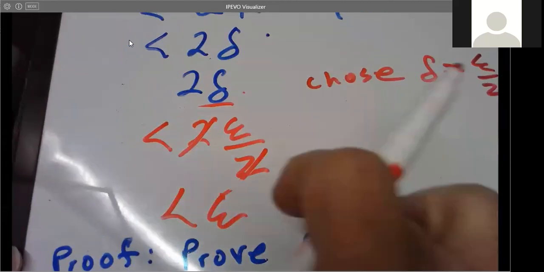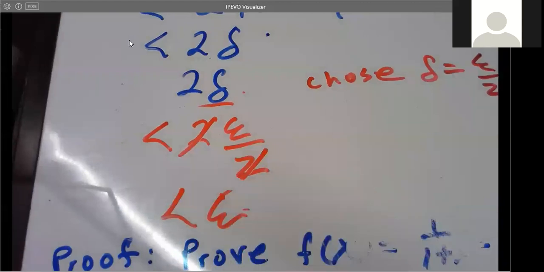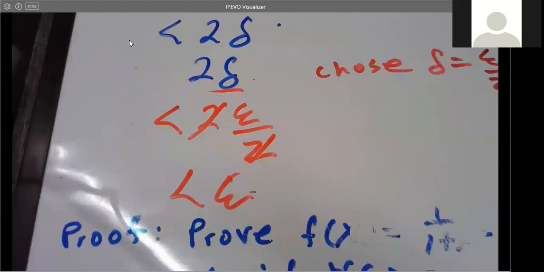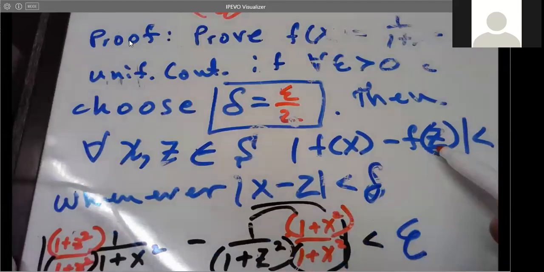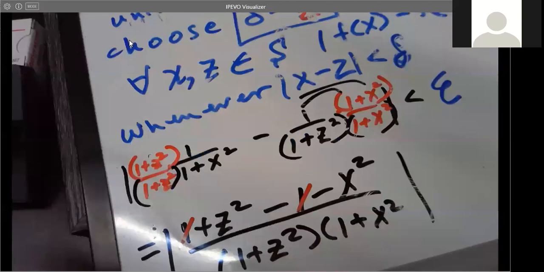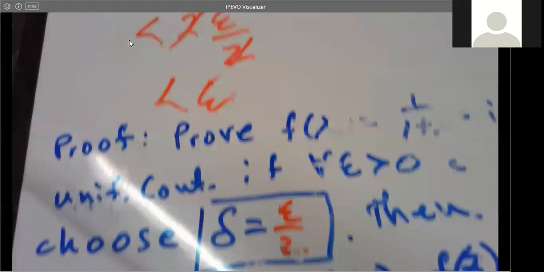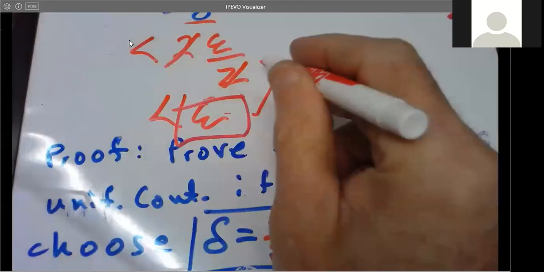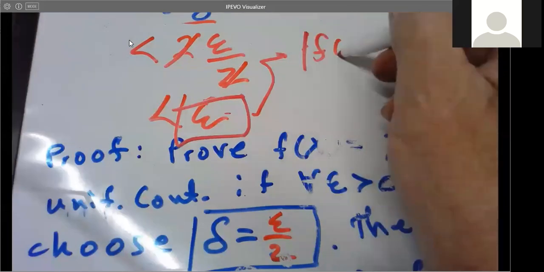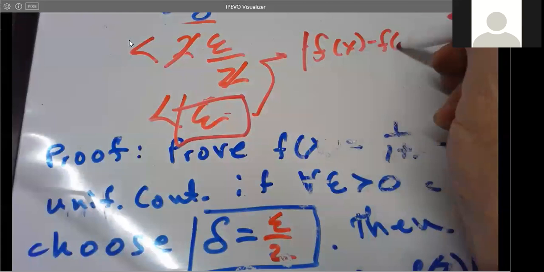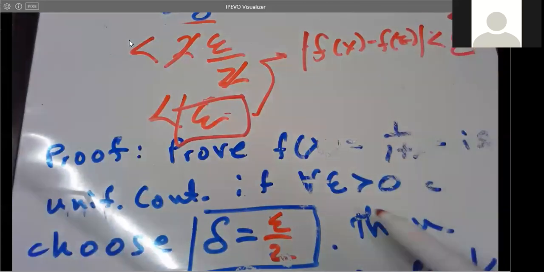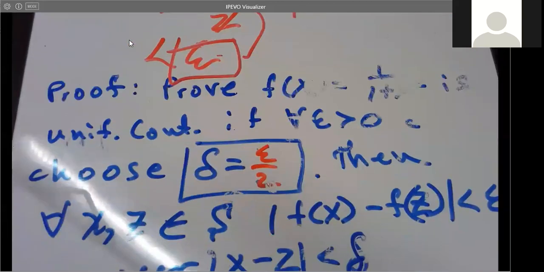So that proves that f of x minus f of z is less than epsilon because we get epsilon in the end. That's why it's important to go through all this and end up with epsilon on the end, because that means we've proven that f of x minus f of z is less than epsilon. So we've proven it, okay? Does that help?